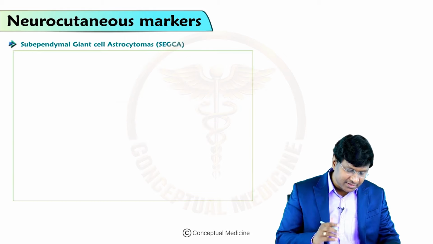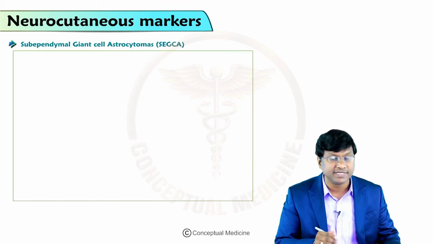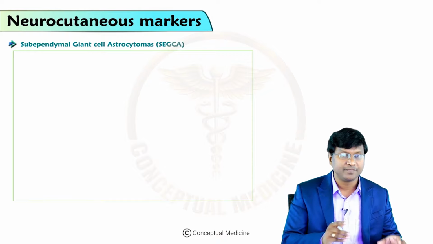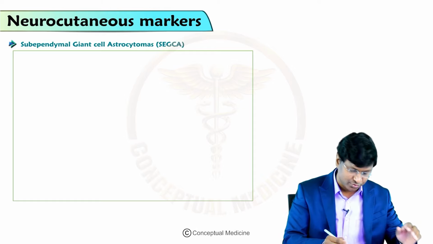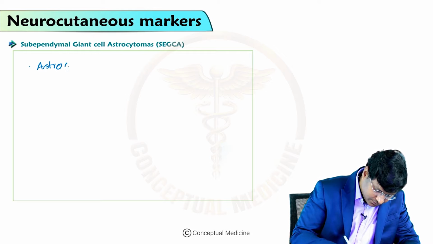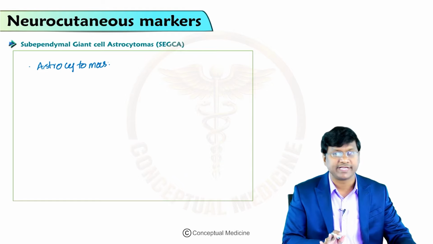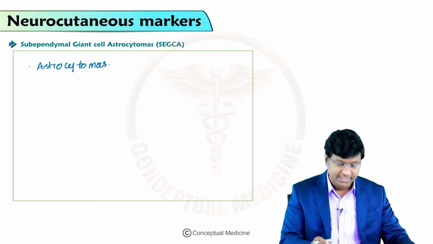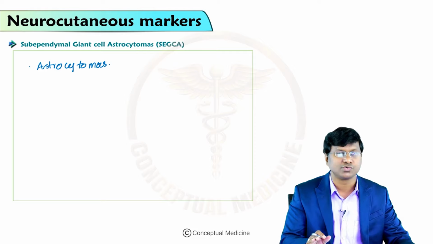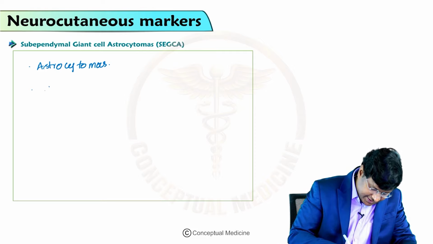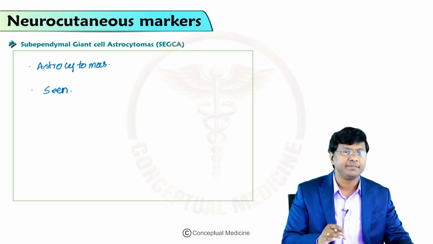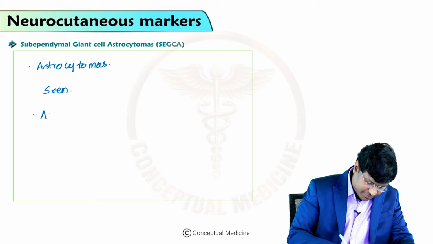Now, what is this subependymal giant cell astrocytoma? Let me give you the description of this. It is a low-grade, non-infiltrating, benign tumor originating from the astrocytes. It is an astrocytoma, and it's a benign variant of astrocytoma. That is your subependymal giant cell astrocytoma. And it is characteristically but not always associated with tuberous sclerosis. So it is seen in patients with tuberous sclerosis, but it need not always be. And it occurs most frequently in patients with the autosomal dominant type of tuberous sclerosis.